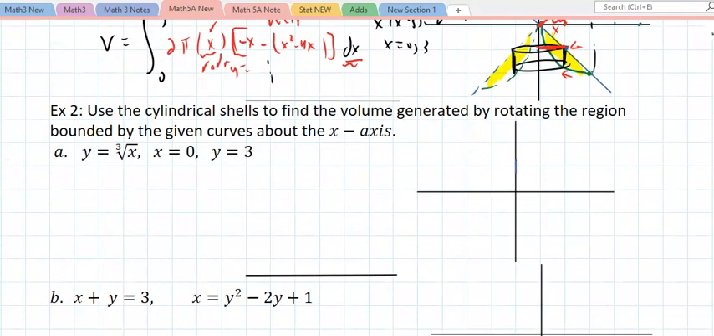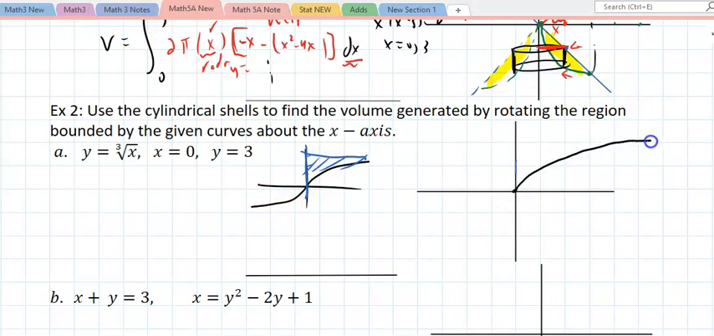And what if I wanted to take y equals cube root of x? We know what that looked like. That's a graph that looked like this. x equals 0 and y equals 3. So we're talking about a region that looks like this. Okay, y equals x cubed. x equals 0 and y equals 3. Let's say that is 3. This is the region we're talking about.